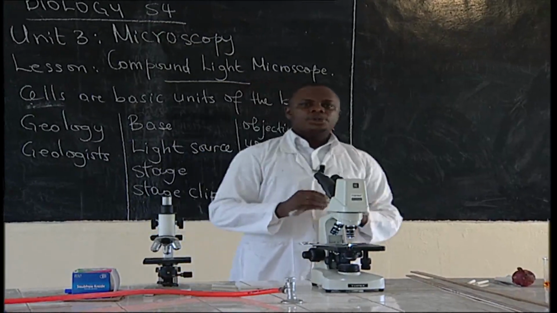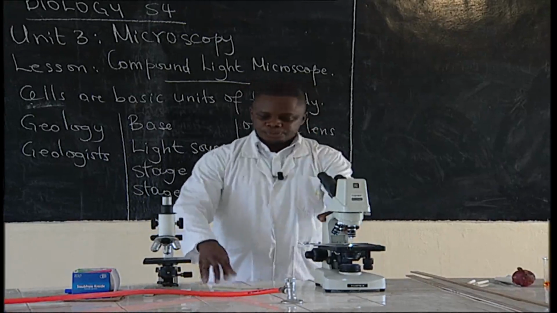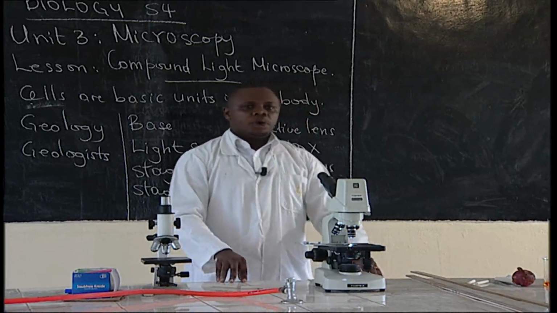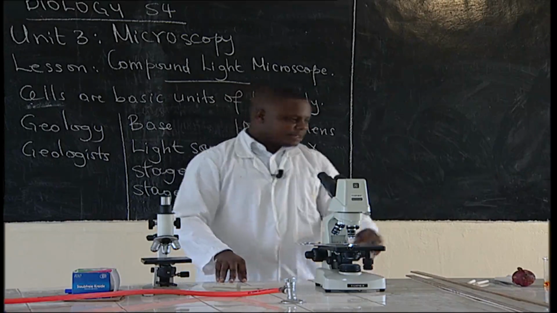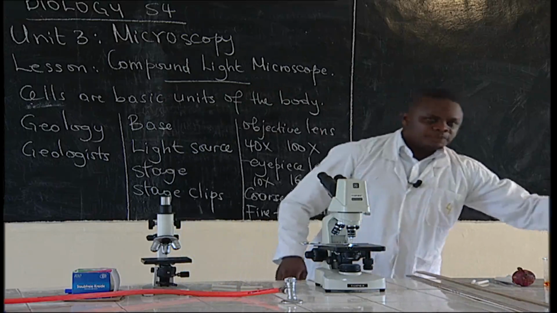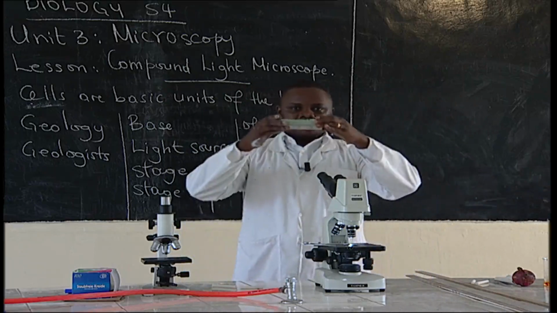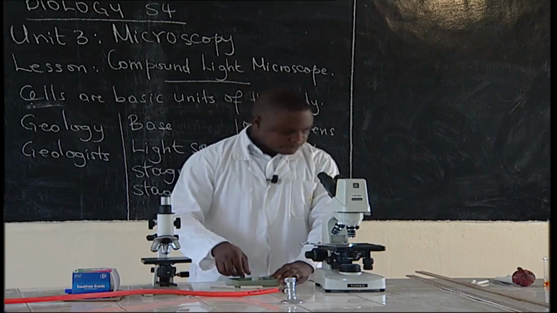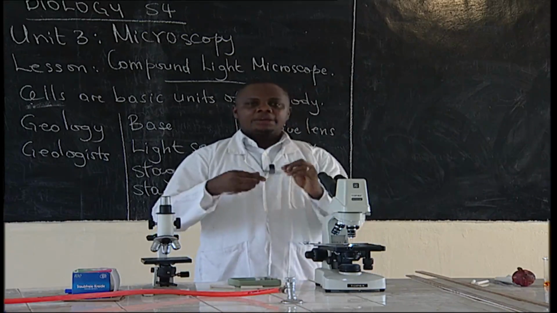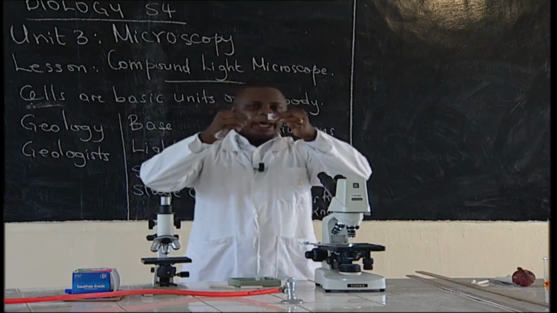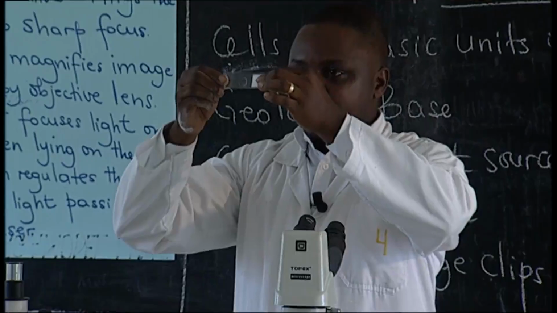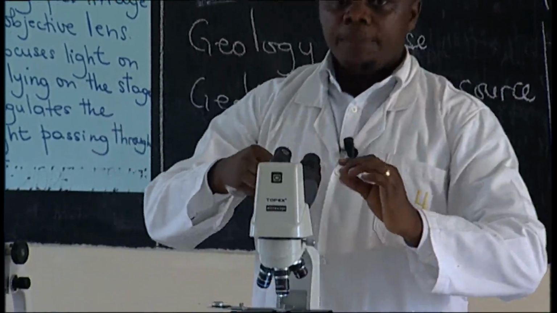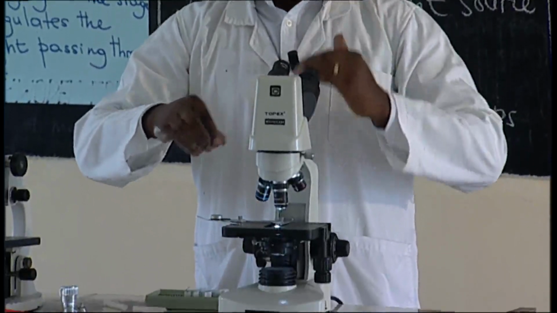Now, when it comes to using the microscope, sometimes we have what we call prepared slides. That means those are slides which have been prepared by other scientists. We can observe them. Like here, I have a prepared red blood cell. I can put it on top of the stage of the microscope.